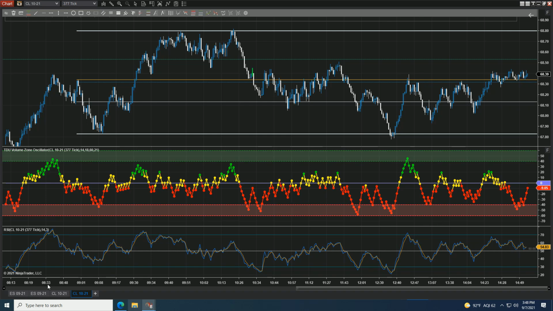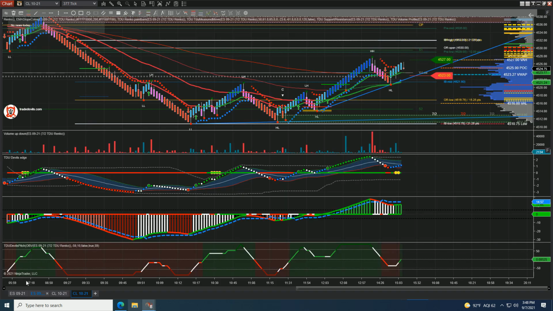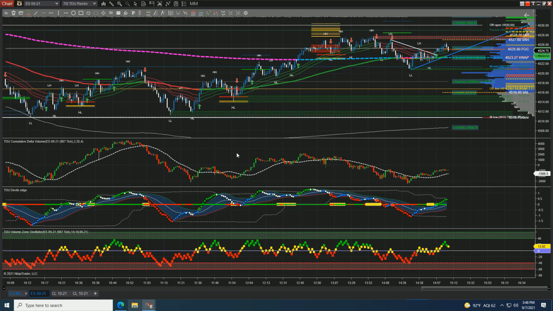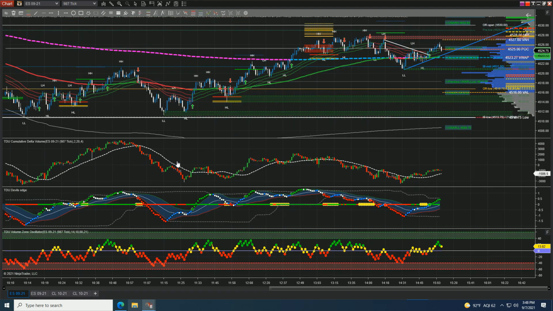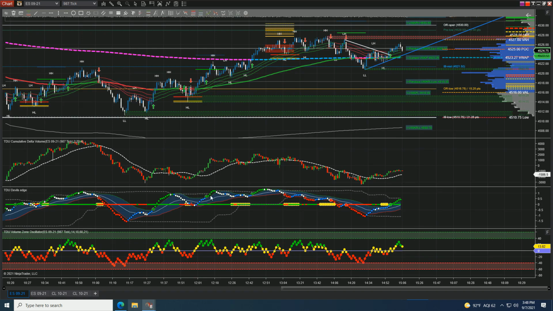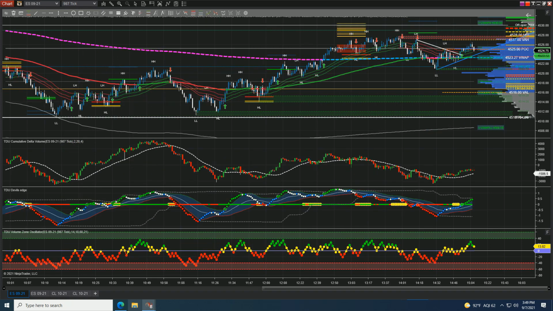I can show it to you. Oh, no, that's not it. Here's how I use it. This is a template that I use very often. Here's just the S&P. I have a cumulative delta, this is our cumulative delta, this is our Devil's Edge, and then I get the VZO down here. So I want confluence between all of this.